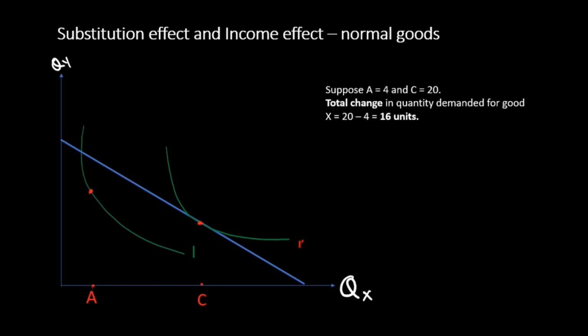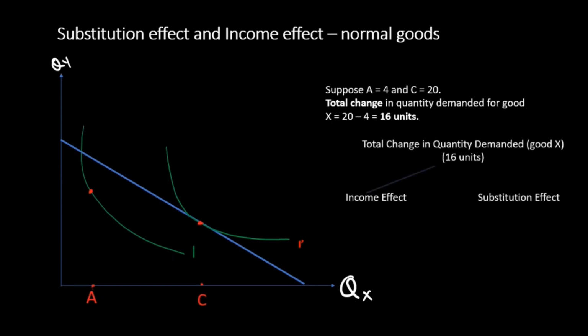Now part of this is because of change in income, because when the price of good X has changed, it has also changed my real income. And part of it is because of substitution effect. So let me try to segregate this change between income effect and substitution effect. In other words, I want to know how much of the change is because of income effect and how much of it is because of substitution effect. So how do I do that?